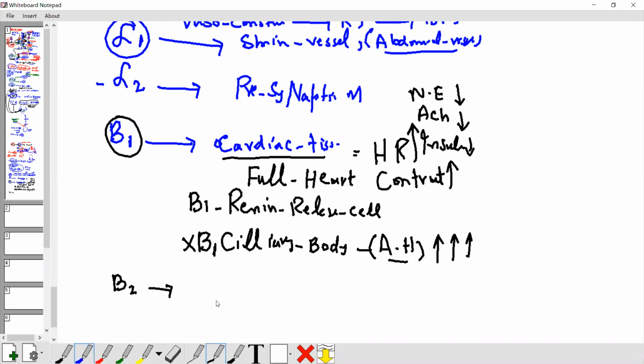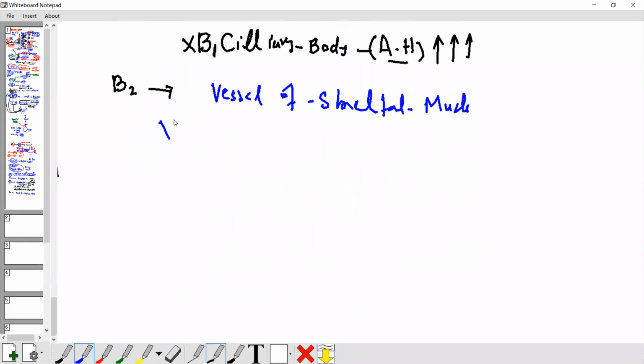Beta 2. Beta 2 receptors are on the vessels of skeletal muscle. Beta 2 is doing what? Vasodilation. With too much stimulation of beta 2, blood pressure can decrease. For alpha 1, blood pressure increases. For beta 2, blood pressure decreases.